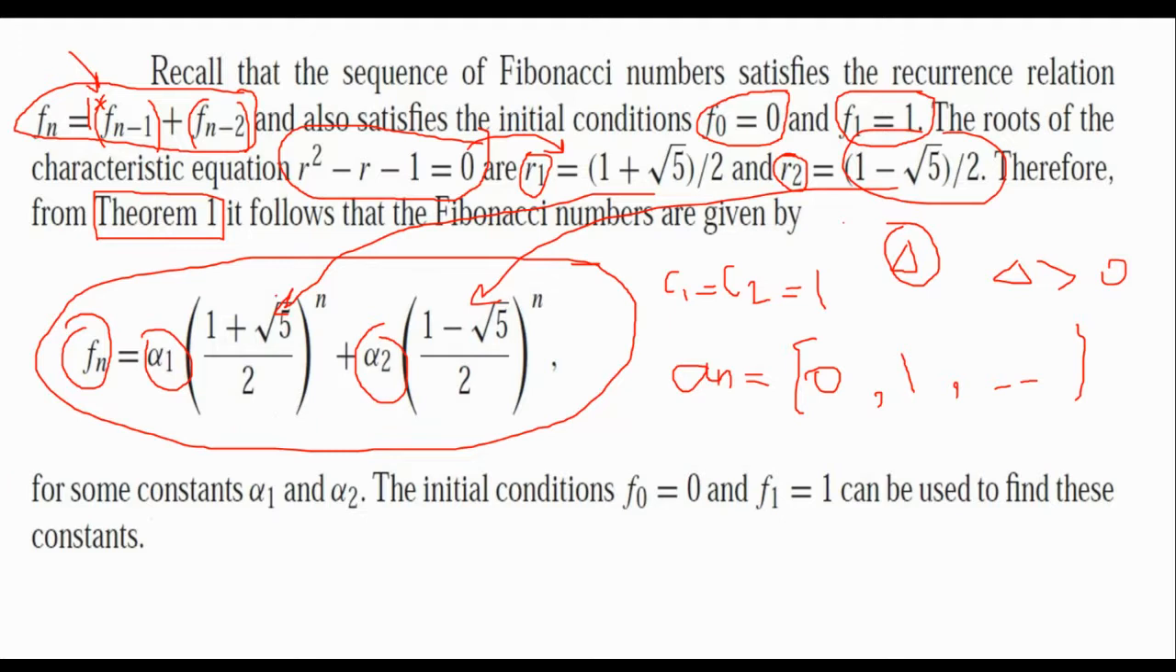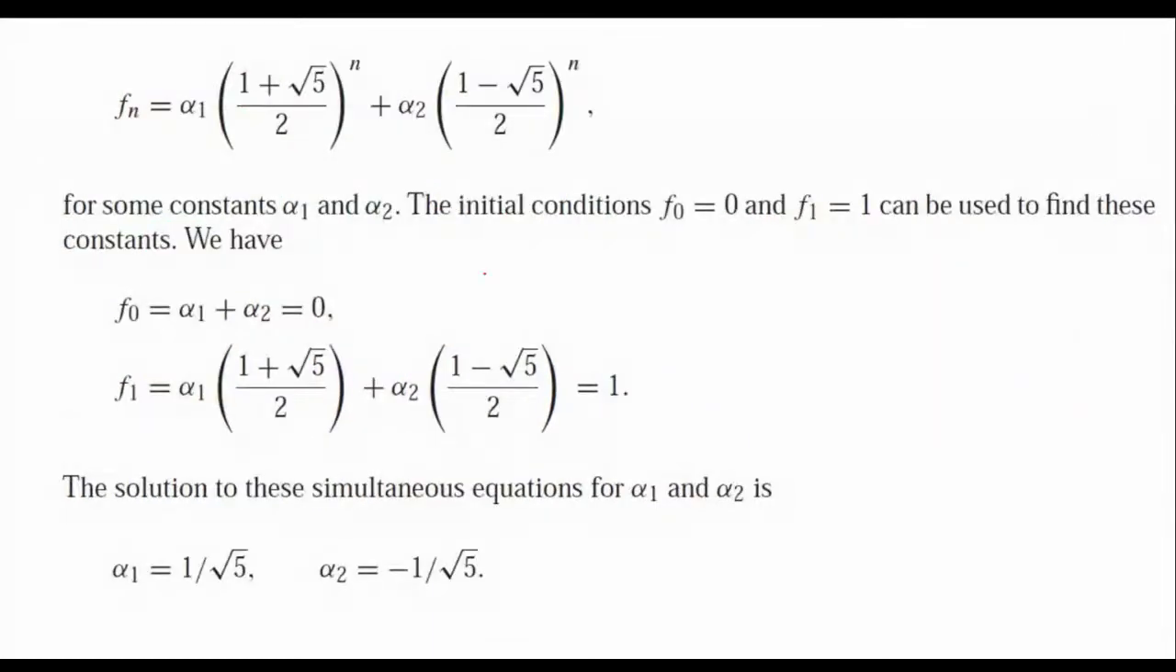Okay, now we reached this part, and we want to know what is alpha 1 and alpha 2. In order to find them, we should use these two because we know what's the answer of them. If I consider n as 0, the answer should be 0. If I consider 1 as n, then the answer should be 1. So that's what we are doing here.